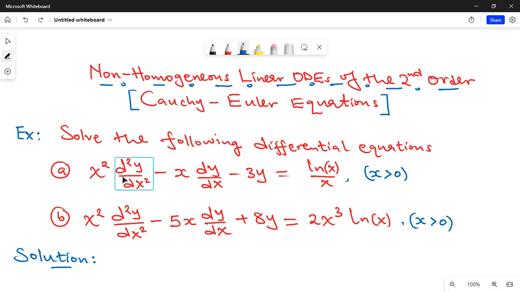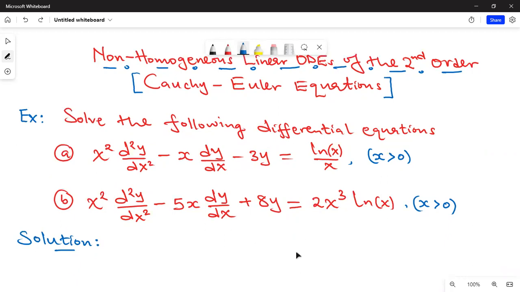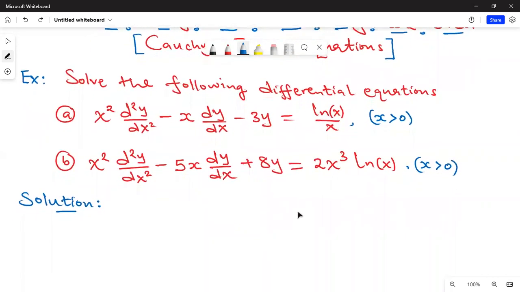In part A, we have x squared times d squared y over dx squared minus x times dy dx minus 3y is equal to ln x over x. In part B, we have x squared times d squared y over dx squared minus 5x dy dx plus 8y is equal to 2x cubed ln x. So those are Cauchy Euler equations.